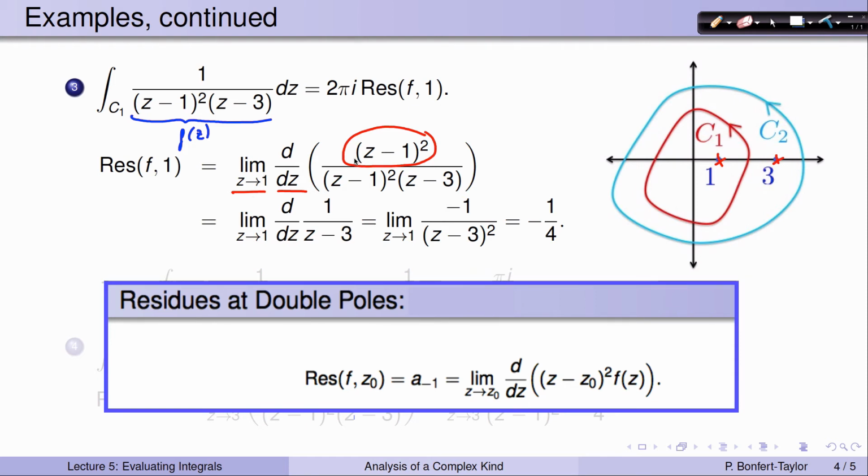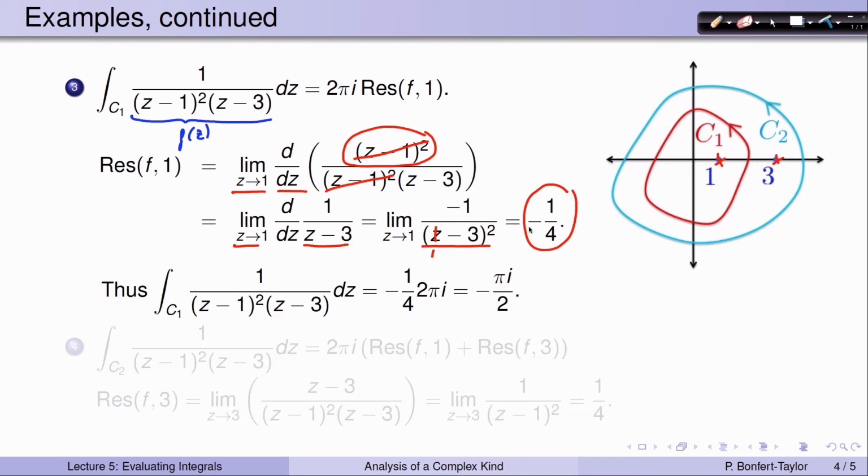Conveniently, we notice that (z minus 1) squared in the numerator and (z minus 1) squared in the denominator cancel out, so that we're left with having to find the derivative of 1 over z minus 3, and then the limit as z approaches 1. But the derivative of 1 over z minus 3 is negative 1 over (z minus 3) squared. When we take the limit as z approaches 1, we can simply replace z with a 1. 1 minus 3 equals negative 2. We square that, we get 4. So the residue is equal to negative 1/4. Therefore, the integral of my function over the curve C1 is 2 pi i times negative 1/4, and that evaluates to negative pi i over 2.